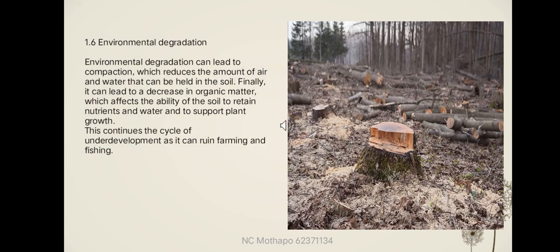The next factor that we're going to look at is environmental degradation. Environmental degradation can lead to compaction, which reduces the amount of air and water that can be held in the soil. Finally, it can lead to a decrease in organic matter, which affects the ability of the soil to retain nutrients and water and to support plant growth. This continues the cycle of underdevelopment as it can ruin farming and fishing.